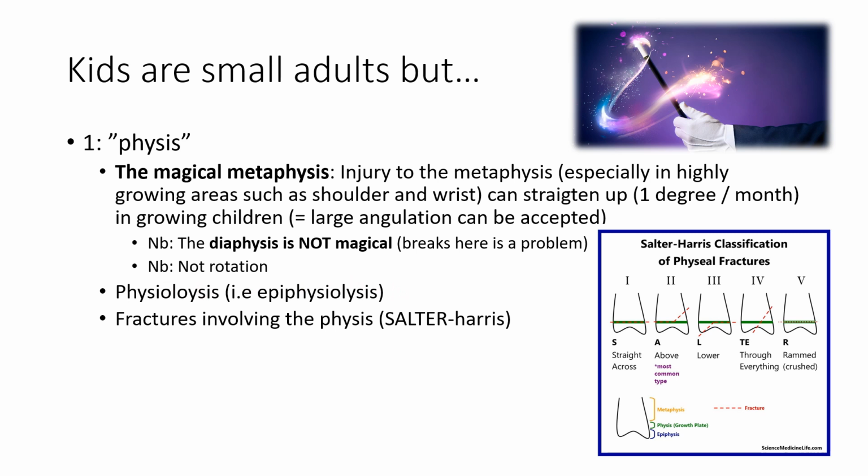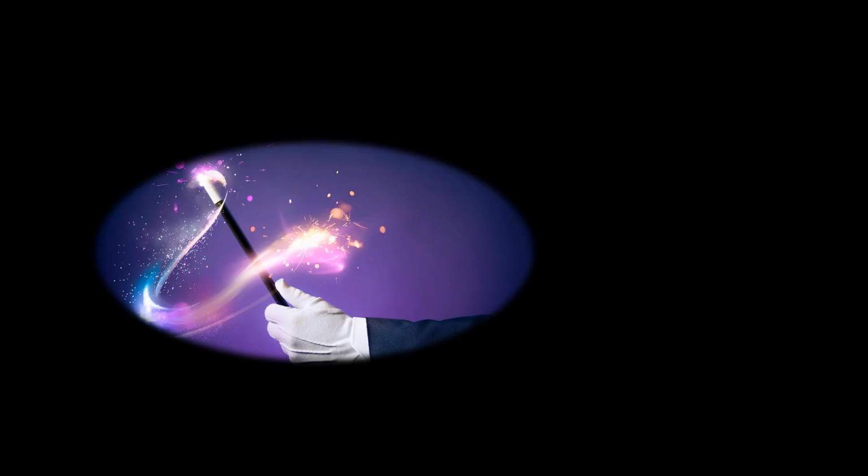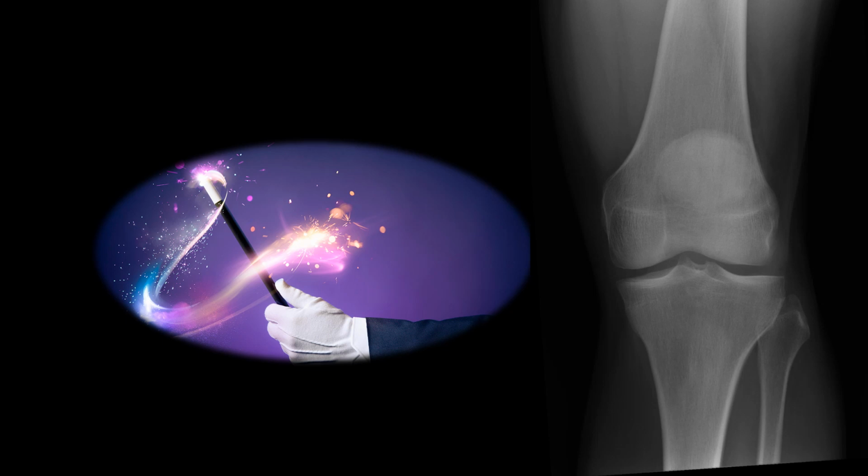But this physis is magical, but you also have to take care to make sure that the growth center is intact, and take the Salter-Harris into account as well. Okay. All right, that's the first one. And I just wanted to show this magical metaphysis. Here is an adult bone though, but it's the width, and then the metaphysis is around this, like what you would call this area. Okay.